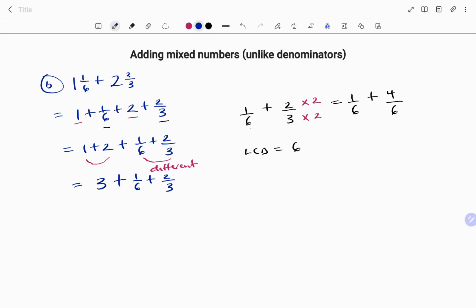Now that my denominators are the same, I'm going to slot it back into my question. I have 1/6 plus 4/6. And if I check, my denominators are now the same. And because they are the same, I'm going to have 3 plus, my denominator is 6. My numerator is 1 plus 4. And therefore, my answer is going to be 3 5/6.